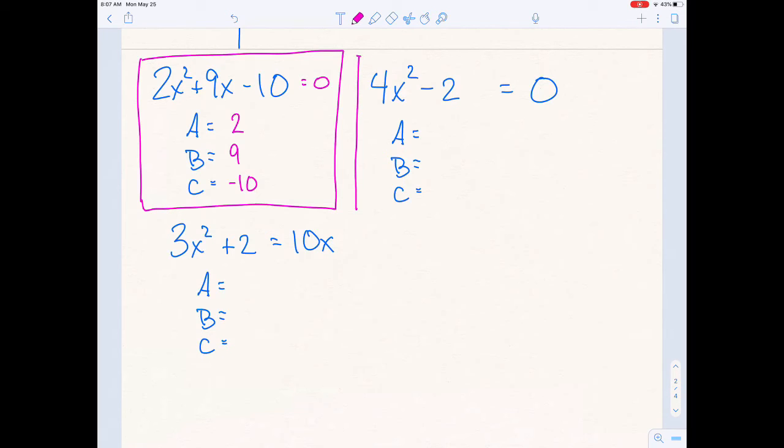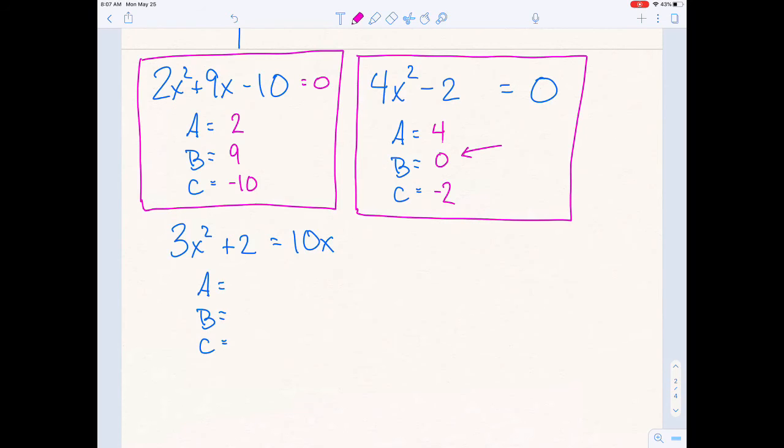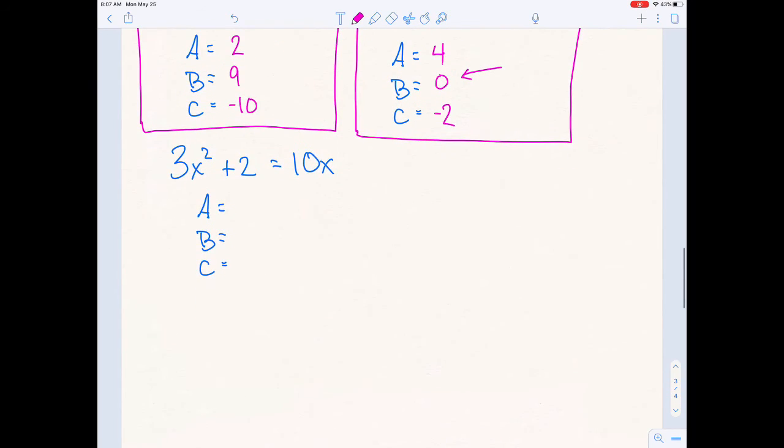Let's look at the second one. Unlike completing the square, you can do these problems if B does not, well, I guess I shouldn't give it away. Go ahead and choose what A, B, and C are. And A should be 4, B should be 0, and C should be -2, right? So unlike completing the square, if B equals 0, the quadratic formula can be used, and you can still do it. And then the final one.